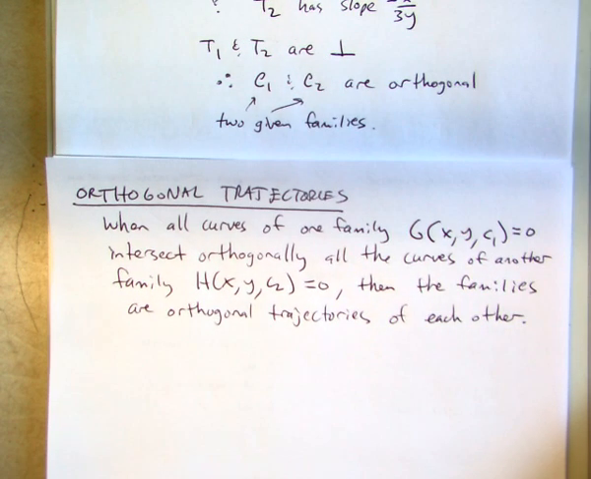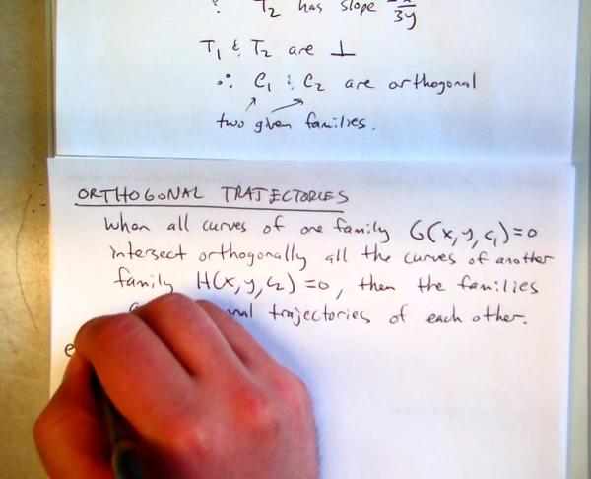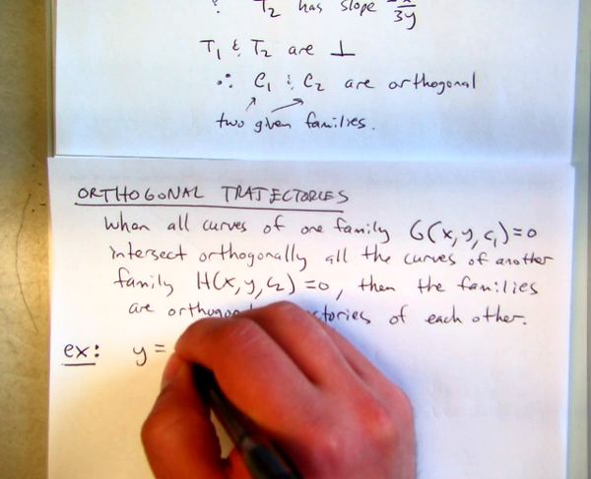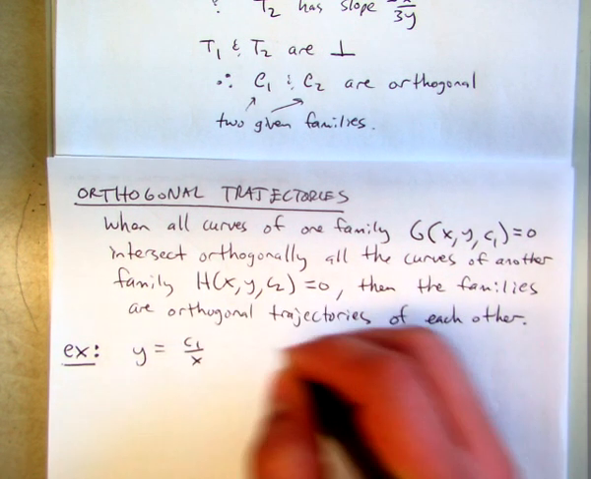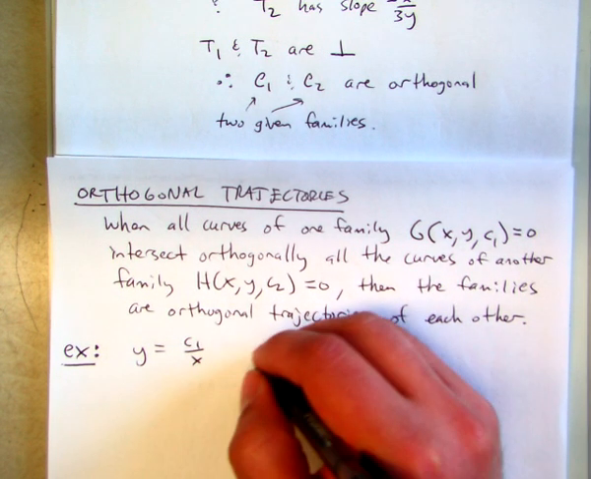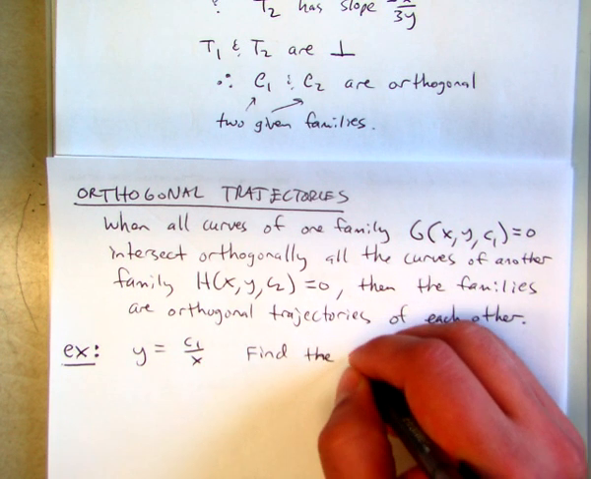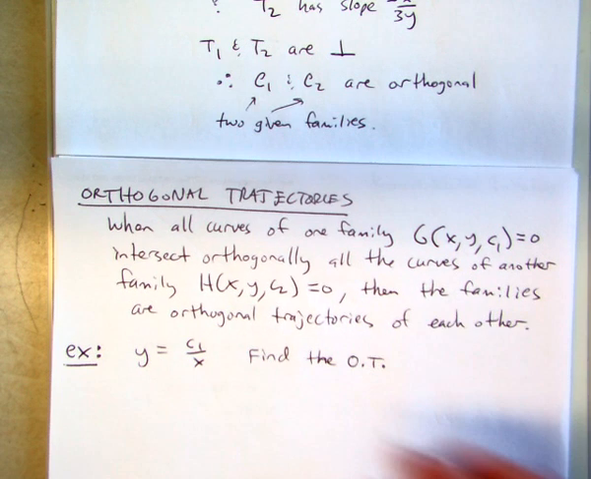And of course the question is, given one family of solutions, how do we go about finding what the other family of differential equations needs to look like if they are to be orthogonal trajectories? Okay, so here's what it looks like. Let's say we have y equals c1 over x, and we want to find the orthogonal trajectories of this family.